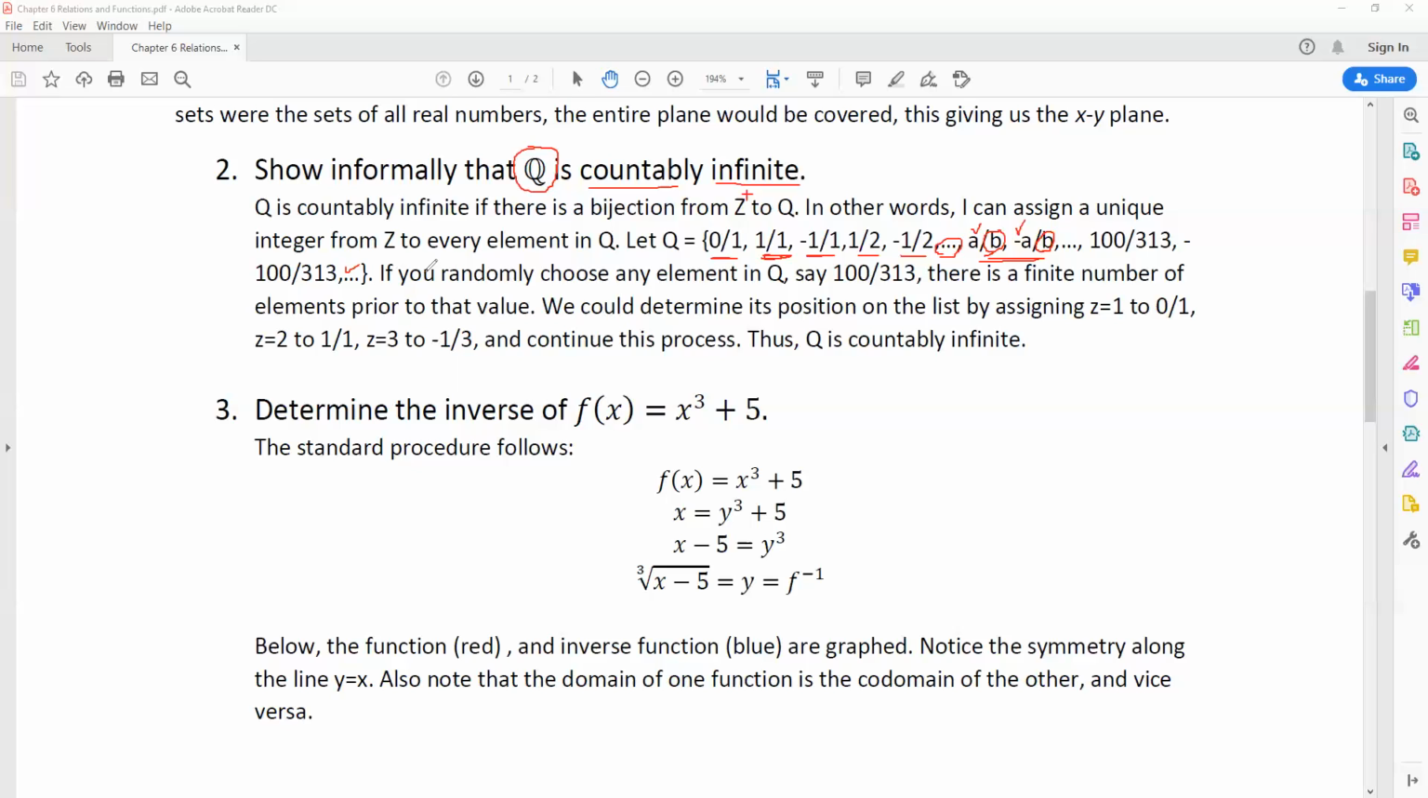But what happens if you randomly choose any element in Q? In other words, let's say that we press the stop button here, and we take a look at this particular rational number.